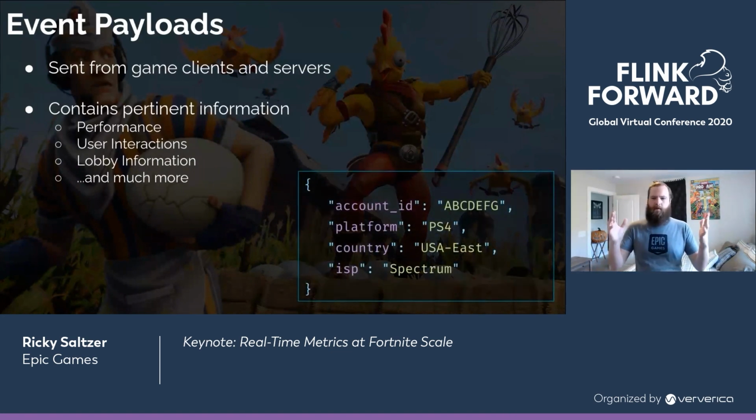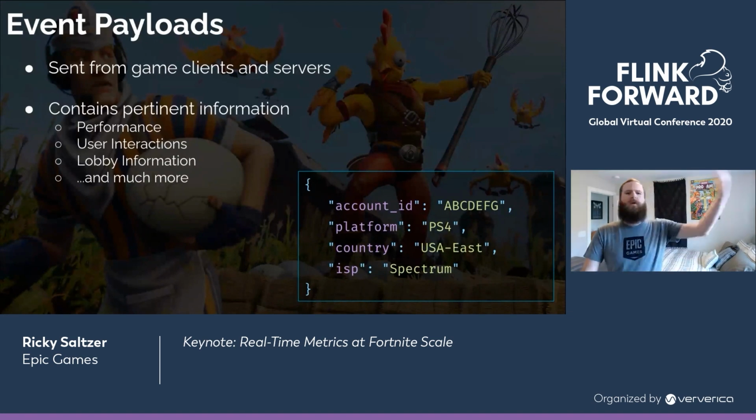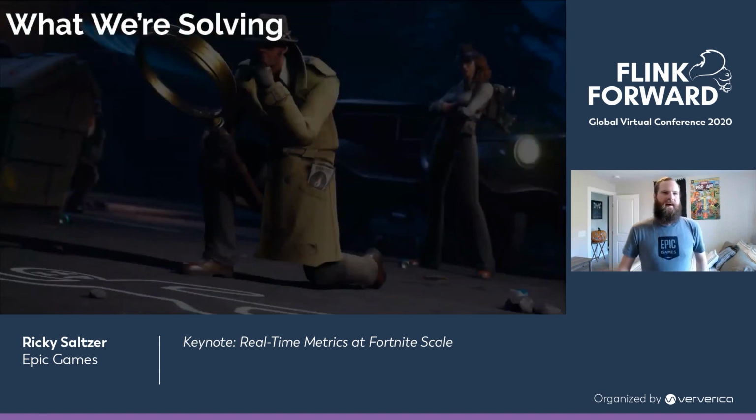A very simple example of what you might find in an event payload: you might have the account ID, what platform the user is running on, what country they're in, maybe their region, maybe their ISP as well, along with a ton of other information. This is a very, very small example.